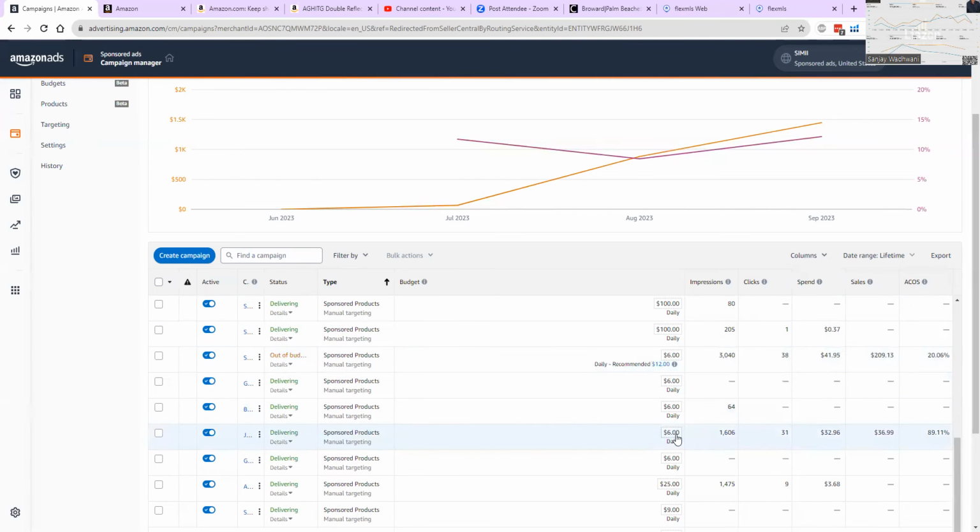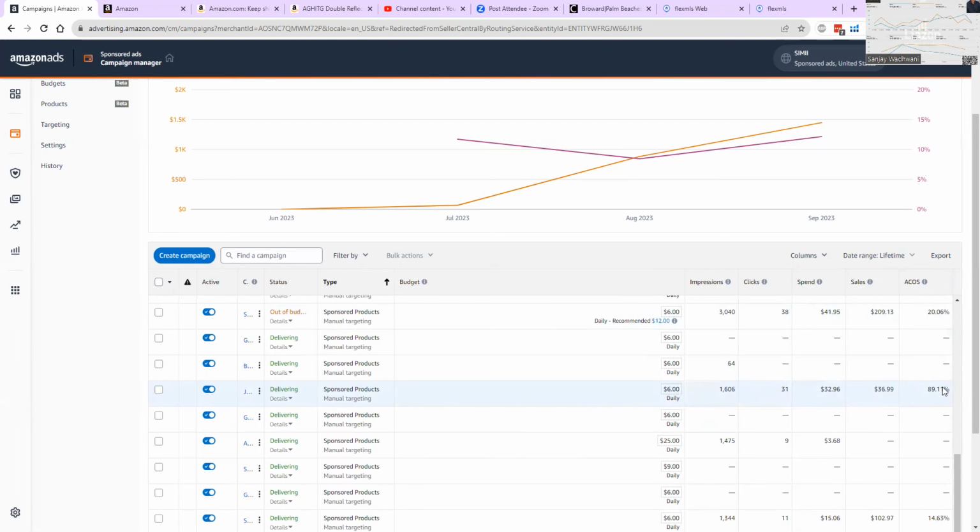Okay. Again, here, $6 daily spend. Now, this one took a spike, 89% ACOS. But let me tell you why I really do like this. I can go and optimize this and bring this down, but I'm happy that it went up. This is only one, I believe, of the campaigns that is doing this.